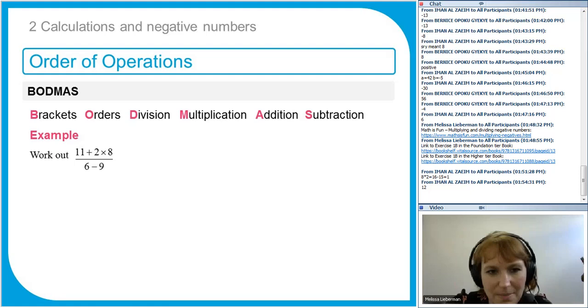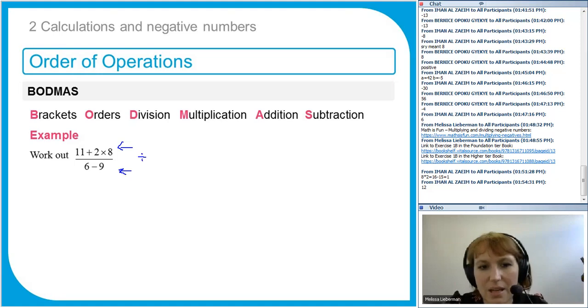Remember that when we have one thing over another thing in maths, we mean this thing here divided by, that's what my line between them means, divided by this thing here. So we need to work out the thing on the top, then we need to work out the thing on the bottom, and then we need to divide them.